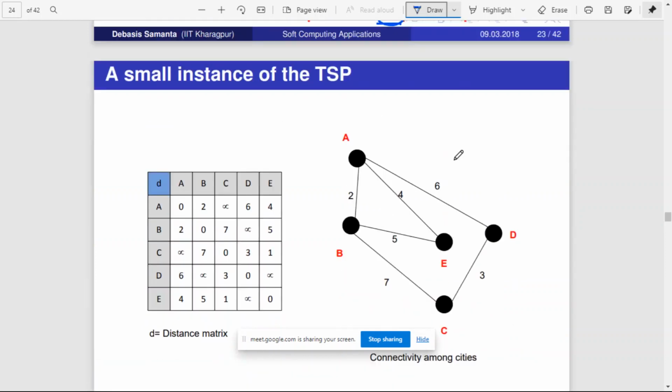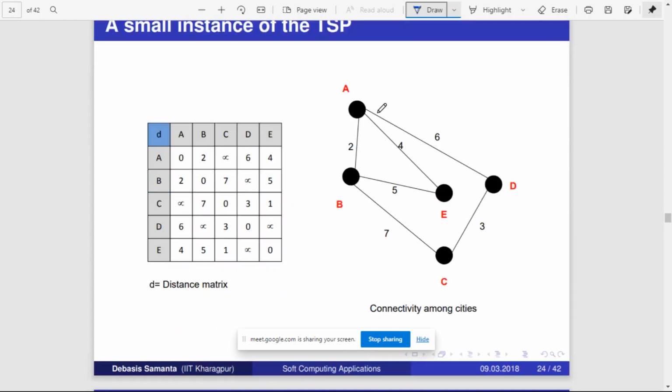So here is an example. Generally, traveling salesman problems are represented through a graph. So here is a graph. In this graph, these vertices represent cities. So A is a city, B is a city, C is a city, D is a city, E is a city. So here the problem includes how many cities? The traveling salesman is supposed to visit how many cities? That is, n is equal to what?